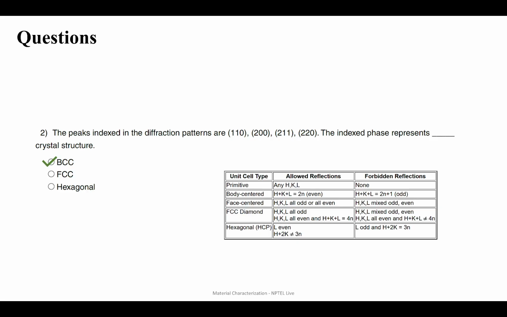So the correct answer here is BCC. These are the allowed and forbidden patterns, the selection rules for different unit cells. For primitive, that is simple cubic, all HKL values are allowed, so there are no restrictions. For BCC, body centered cubic, H plus K plus L should be even, and if H plus K plus L is odd, then it is forbidden. So you can see here, in all these cases, H plus K plus L is even.